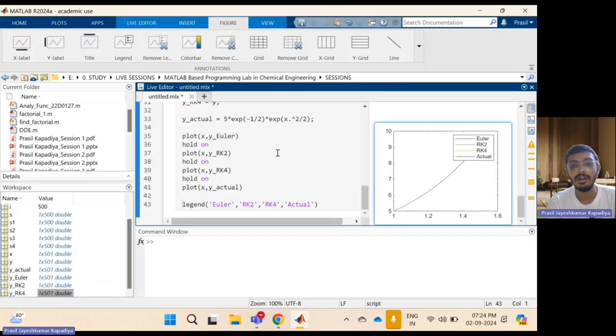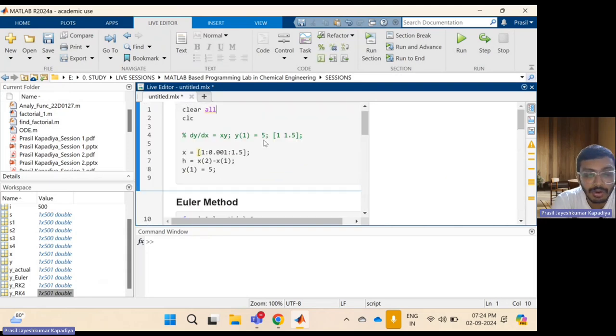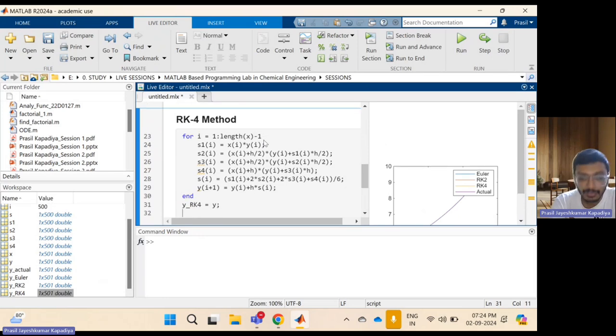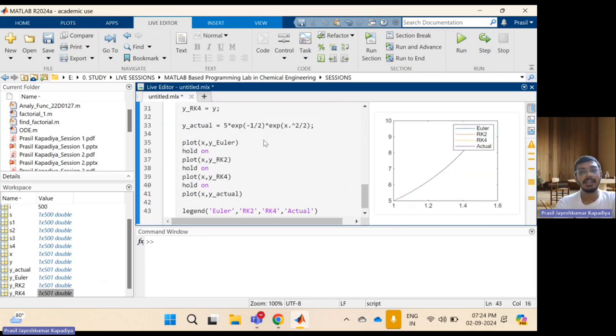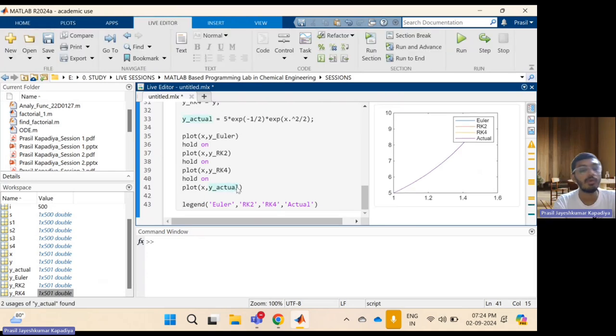So this is what we learned. We learned how to solve differential equations numerically. For that we checked the Euler method, RK2 method and RK4 method. And we checked the actual solution and tried to match which method is best. There is one more thing, which is ODE45, but we will not learn it today. We will keep it for the next class.